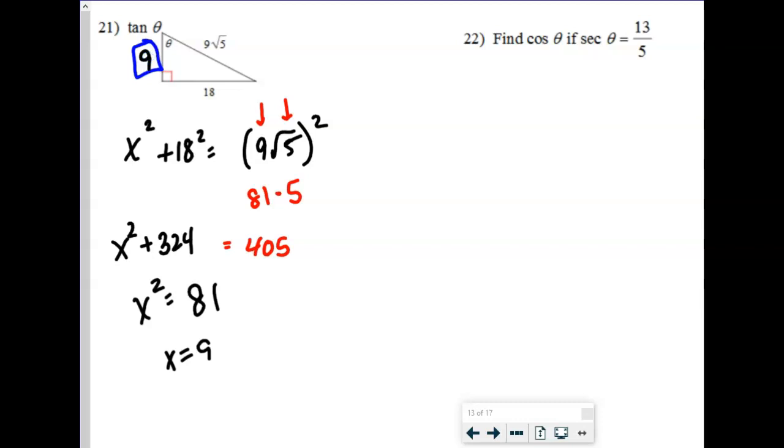Remember your theta angle is up here. Tangent is opposite over adjacent, so 18 over 9. There's not a math teacher on the planet who likes that answer. The answer is 2.